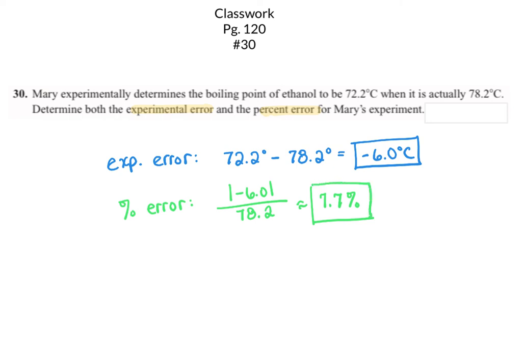All right, so check your work. She determined it was 72.2 when it was actually 78.2. Experimental error is just the subtraction of those. Negative 6 degrees was her experimental error, right? 72 minus 78 was negative 6. Absolute value of that divided by what she expected and then multiplied by 100, which I just did by moving my decimal, but you should have gotten 7.7% as her percent error then. Any questions on those two?